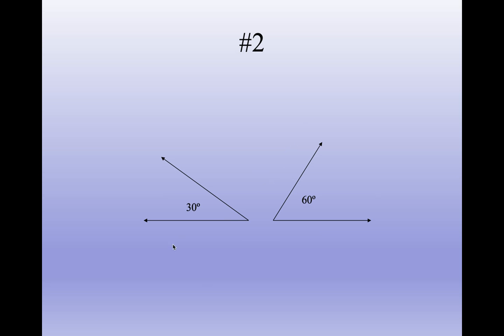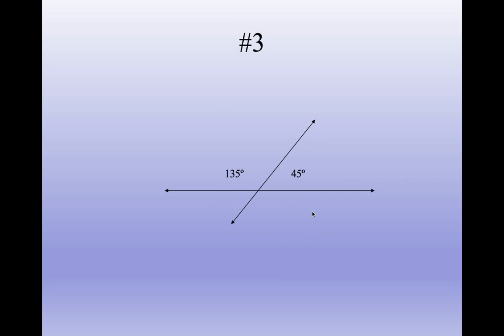The next one, if we add these together, we have a 30 degree angle and a 60 degree angle. 30 plus 60 is 90. That to me is a right angle. Right angles are corners, which starts with a C. Complementary starts with C. And that's how I remember complementary angles are 90 degrees. So this answer would be complementary.